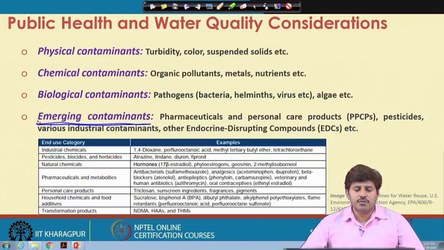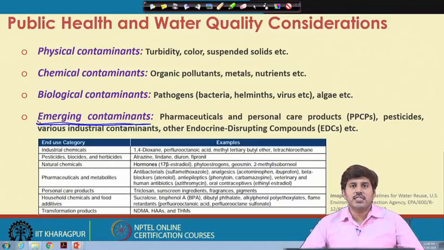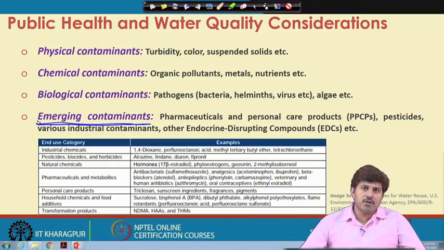Depending on the end use category, there are various examples of emerging contaminants or newer pollutants which are coming up these days. In industrial chemicals we can have dioxins, tetrachloroethene and similar things. Then there is the possibility of pesticides, biocides and herbicides coming in. So, atrazine, lindane, chlorpyrifos, endosulfan, those kinds of compounds could be present.